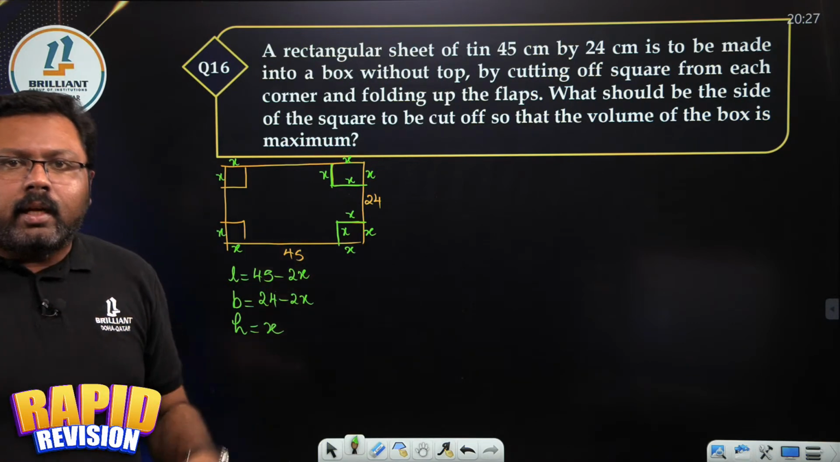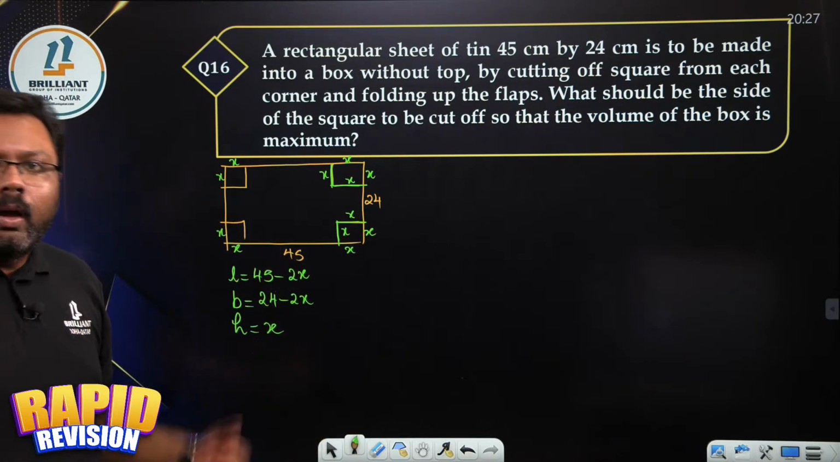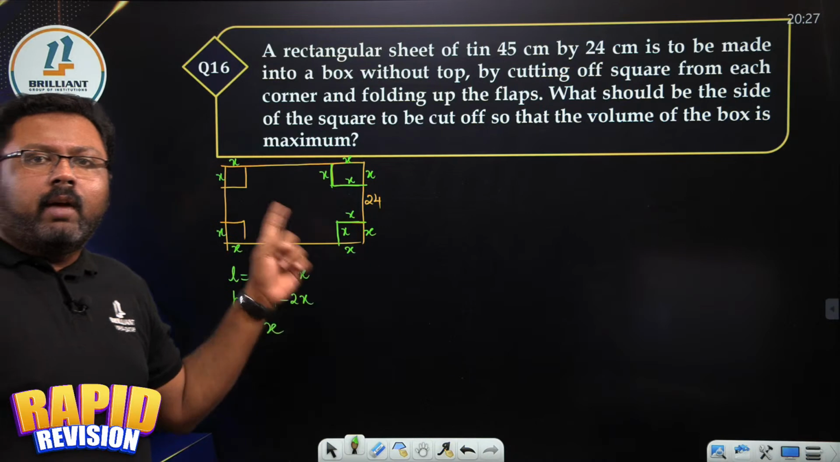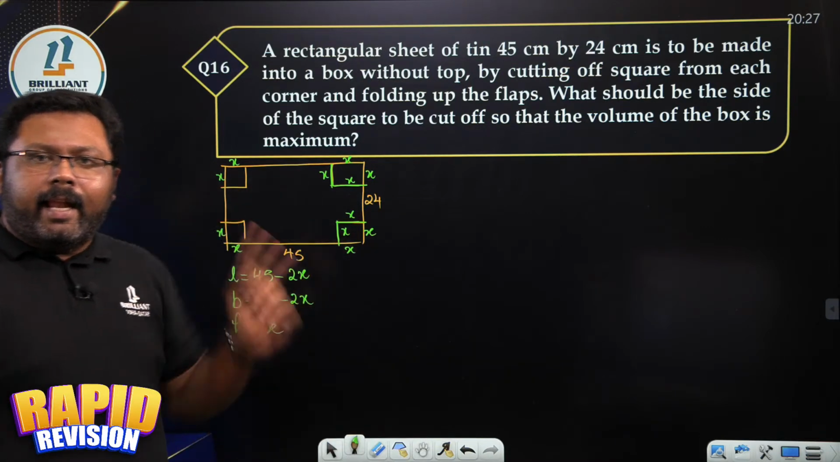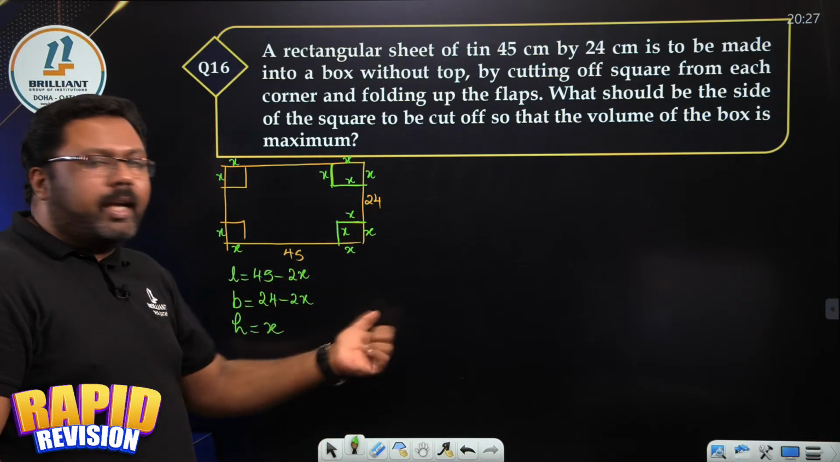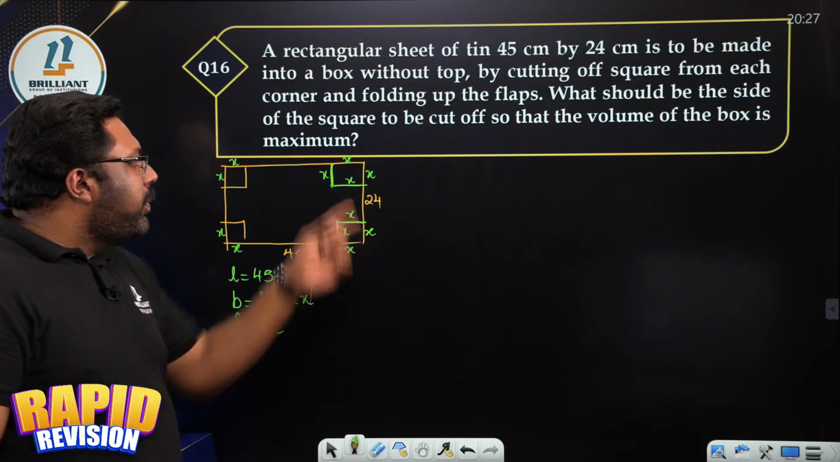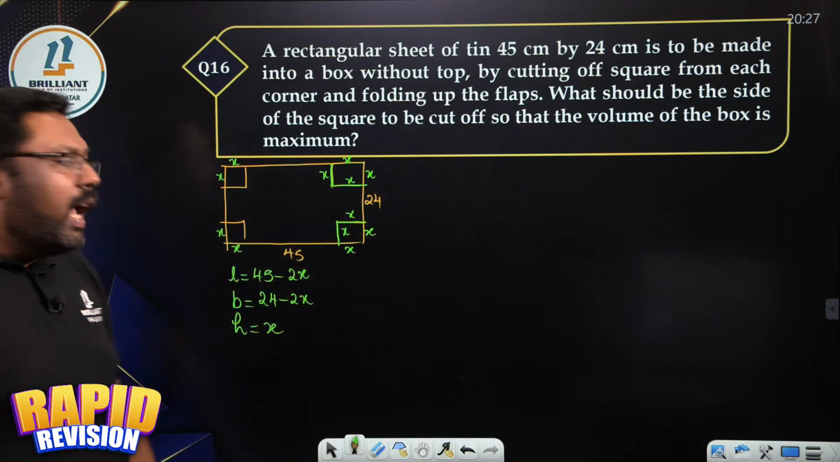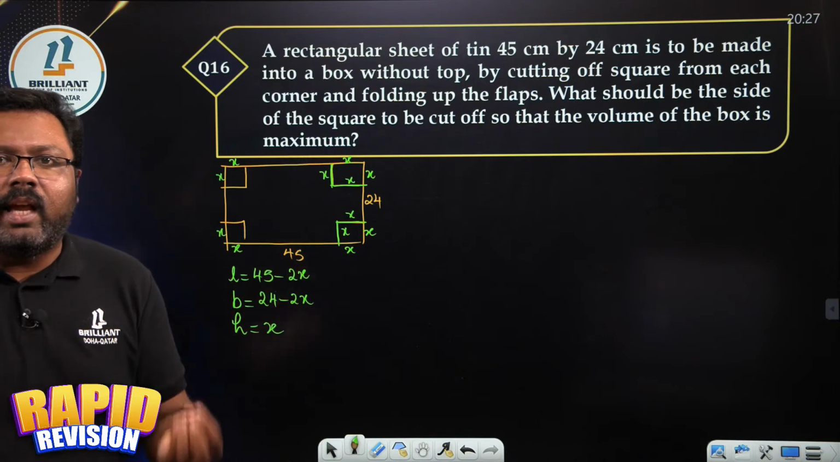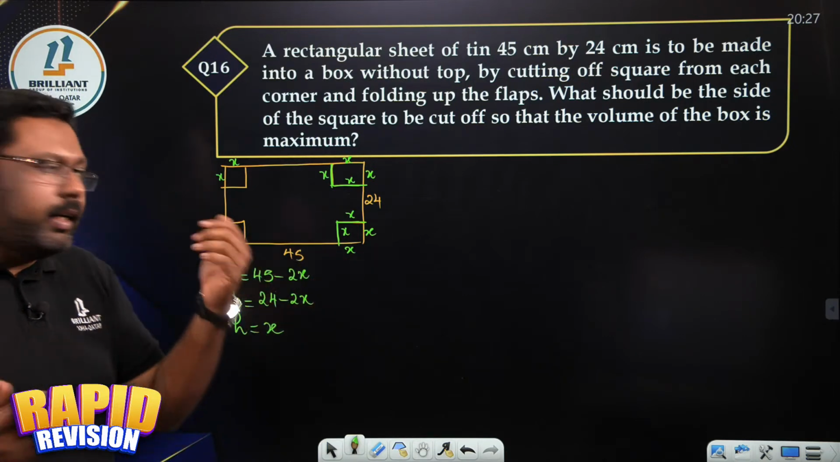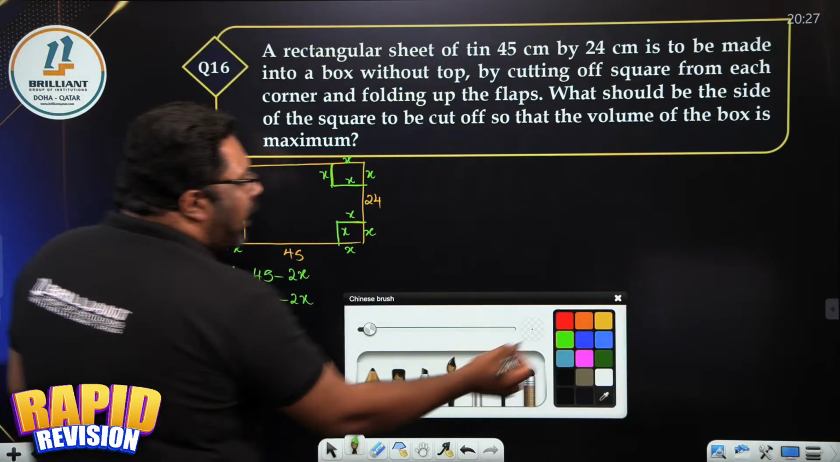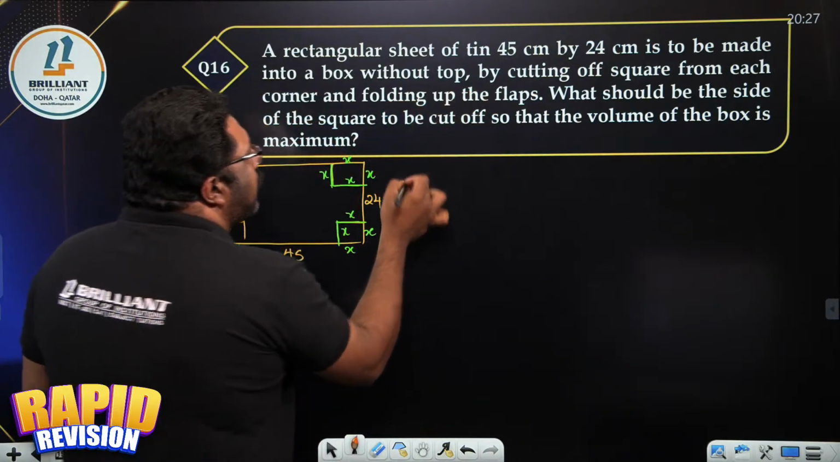If you cannot understand, learn it by heart. When a box is made by cutting off squares from its corners, the length is going to be the length of the sheet minus 2x. The width is going to be the width of the sheet minus 2x. And the height is always x. Please learn it by heart.